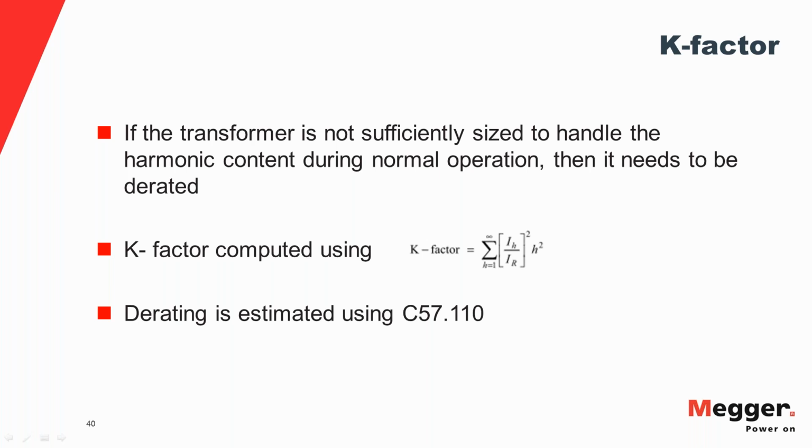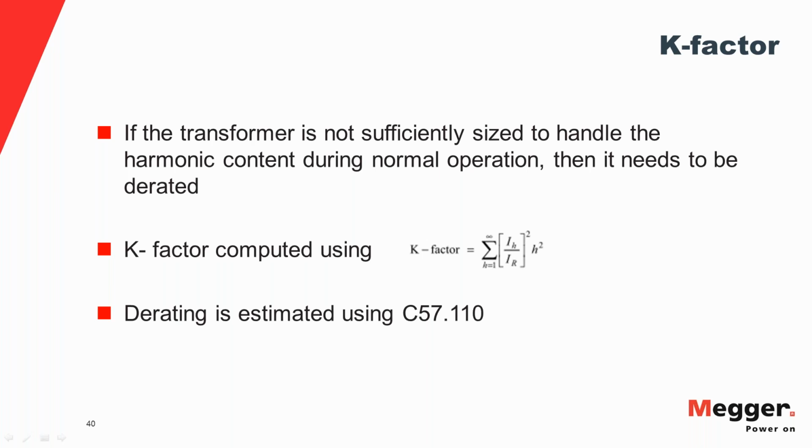You can see that the formula includes 3 terms: IH, IR, and H. IH is the individual harmonic current. IR is the total current or the fundamental current. H is the harmonic order. The harmonic order shows up in the formula because the eddy current losses caused by harmonics are proportional to the square of the frequency of the currents. That's the reason you have the H squared there.